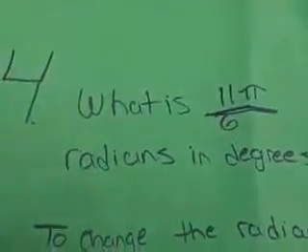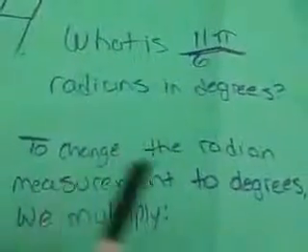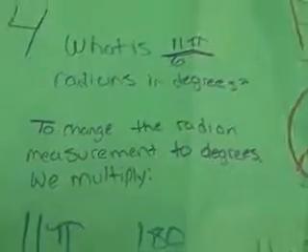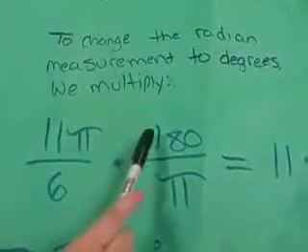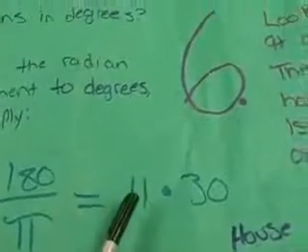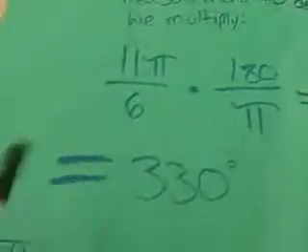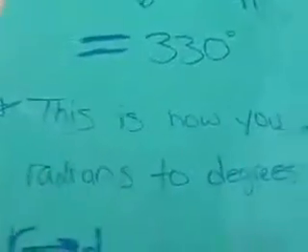Alright, this is our problems continued. And for number 4, we are doing radians to degrees. So what is 11 pi over 6 radians in degrees? To change the radian measurements to degrees, we need to multiply. So we do 11 pi over 6 times 180 over pi, which equals 11 times 30, which gives you 330 degrees. So this is how you can convert radians to degrees.